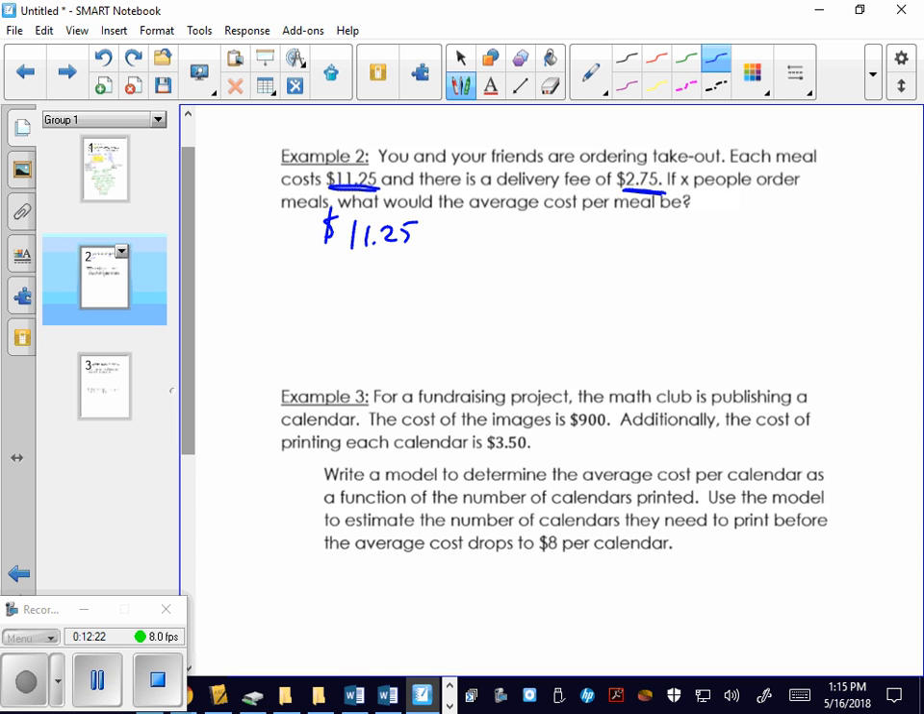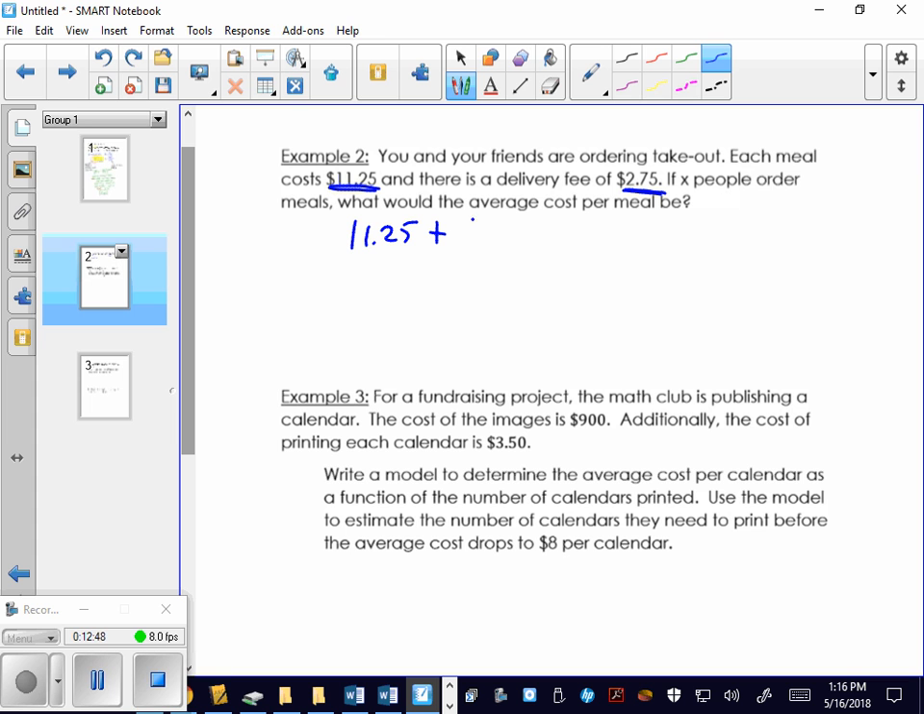You and, I don't know, 5 people, we're just going to guess, you and 5 people are going to split the delivery fee to make it easy on yourself. So you would just divide $2.75 by 5, and you would each tack on that much extra money to your $11.25 if you're splitting the delivery fee. Well, it's the same idea. We're all going to pay $11.25 because that's the cost of our meal. But we each have to add our portion of the delivery fee.